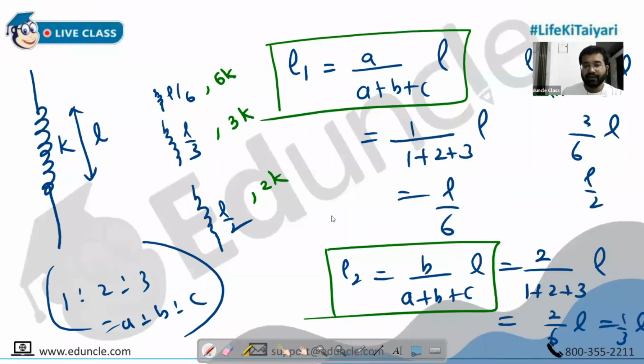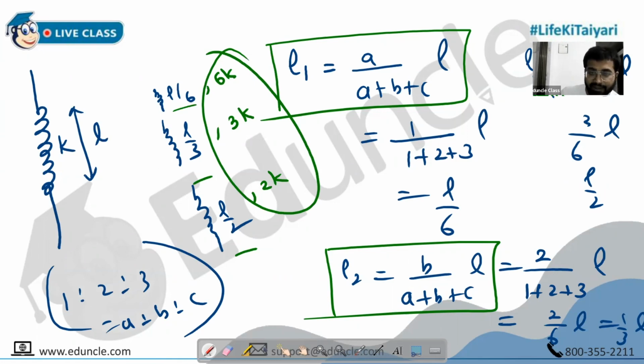So anyway, we found out the individual lengths. And what are the individual lengths? L by 6, L by 3, and L by 2. So obviously, it is inversely proportional to spring constant, so it is 6K, 3K, 2K. Now is this fine, everyone?